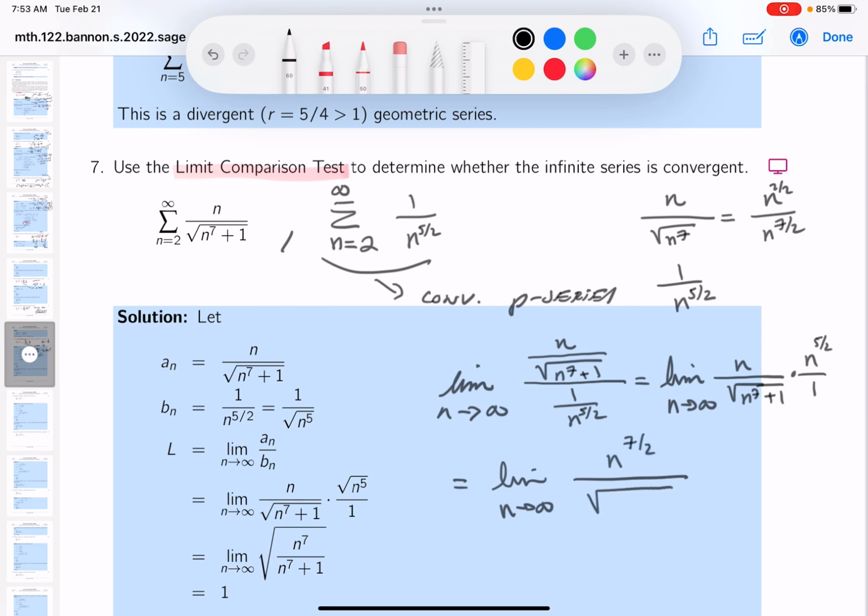And what do you get over here? n to the 7 plus 1. I'm going to divide top and bottom by n to the 7 halves. And n's going towards infinity, by the way. That's going to be 1. And by the way, n to the 7 halves is the square root of n to the 7. So what do you get over here? The square root of 1 plus 1 over n to the 7.